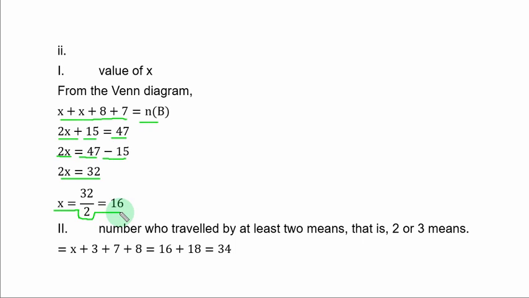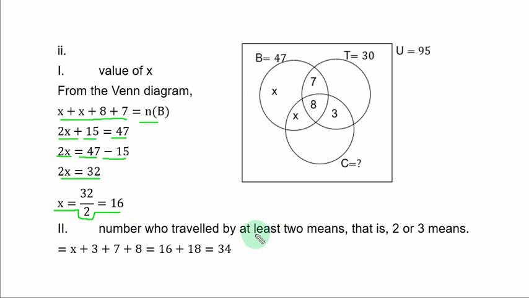Part 2, the number who traveled by at least 2 means, that is 2 or 3 means. Let me bring the Venn diagram to explain this better. Those that traveled by at least 2 means are those that use 2 or 3 means. This place is bus and car. You have train and car. You have bus and train, and those that use all 3 means. That is S plus 3 plus 7 plus 8, where S is 16. If you add these together, you have 34, and that gives 34 travelers who used at least 2 means of transportation.